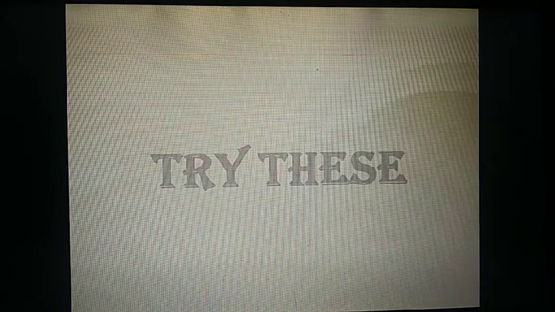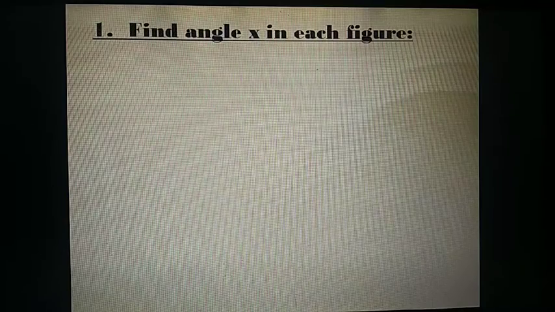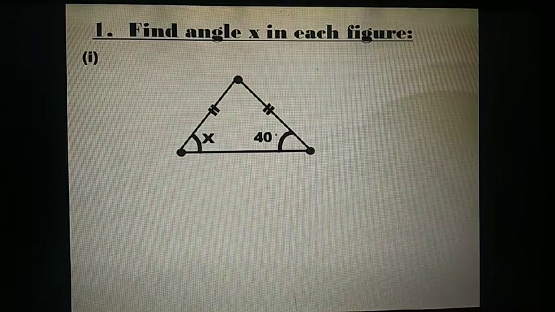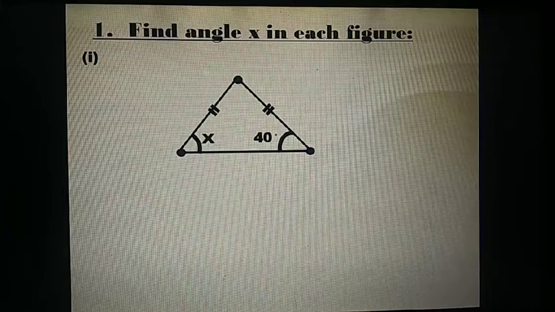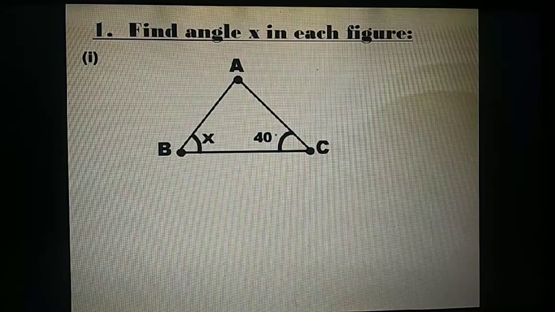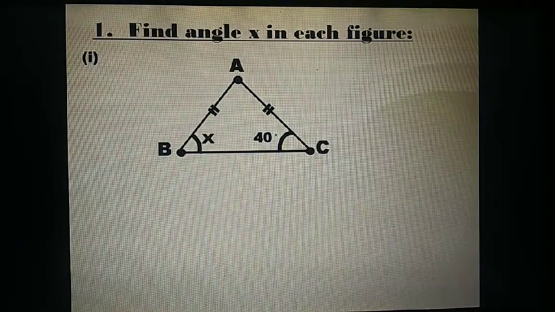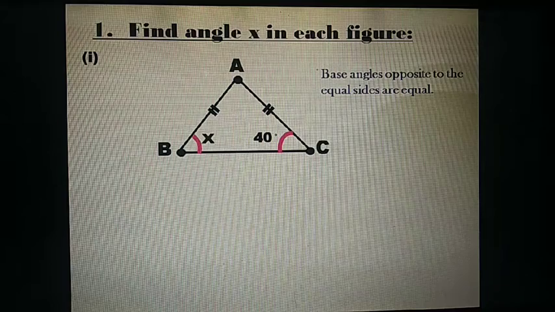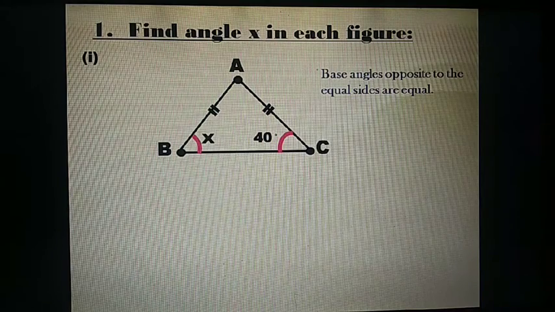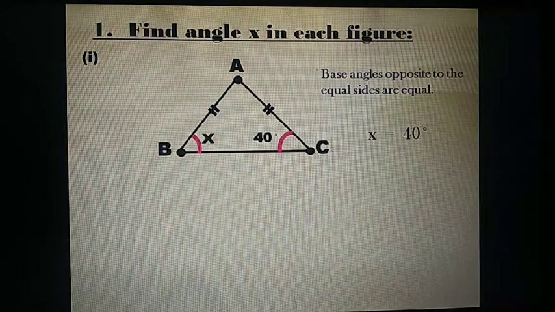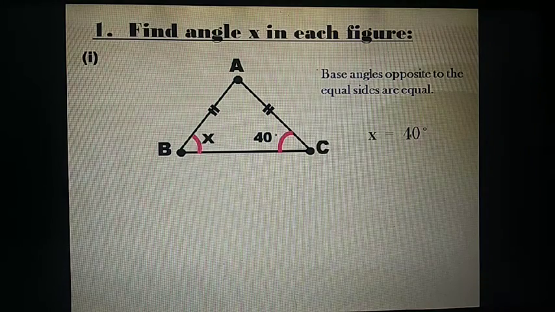Now moving to some more, try these. Here you are supposed to find the value of x in each figure. Here the very first thing you will point out is the triangle is an isosceles triangle. Here the two sides AB and AC are equal. So what are the base angles here? Angle B and angle C. Now by the second property of isosceles triangle, that is, base angles opposite to the equal sides are equal, the base angle x and 40 degrees will be equal to each other, and thus we can find out the value of x here.